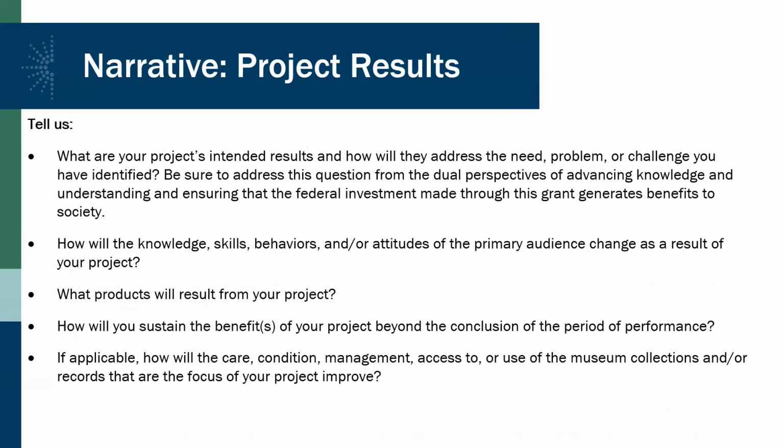The third section of your narrative should be devoted to articulating your project's intended results. This section is your chance to convince the reviewers that your project will result in something getting better. The need or problem you identified in your project justification will be addressed directly, and it will be diminished or eliminated altogether. We ask you to tell us what data you will collect and report in order to measure your project's success. If your project will generate tangible products, and most do, here's the opportunity to describe them and make the case that they will be useful.